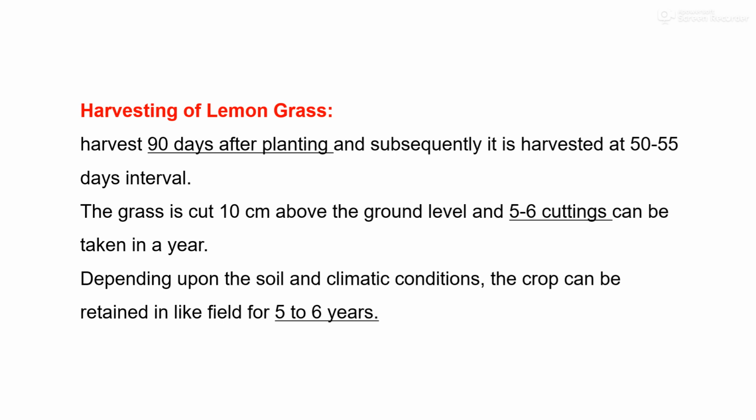Harvesting of lemongrass. The crop is harvested 90 days after planting and subsequently it is harvested at 50 to 55 days interval continuously. The grass is cut at 10 centimeter above the ground level and 5 to 6 cuttings can be taken within a year. Depending upon the soil and climatic condition, the crop can be retained in a field for 5 to 6 years also.